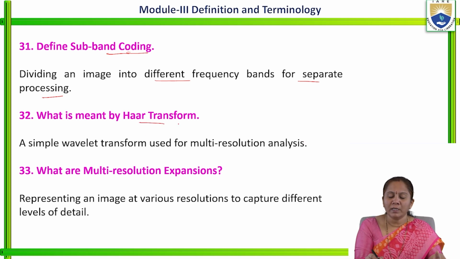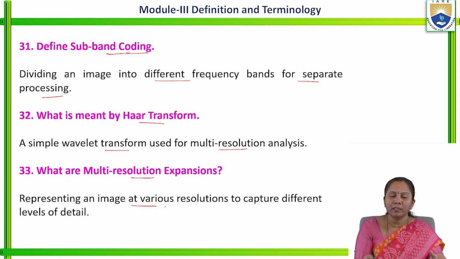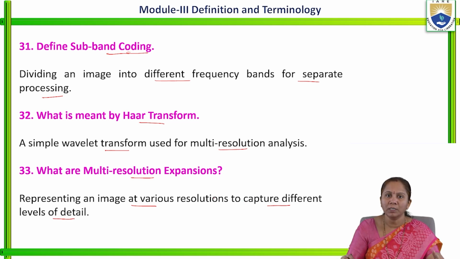So what is meant by Haar transform? It is one of the wavelet transforms, the simplest wavelet transform, which is used for multi-resolution analysis. So what is meant by multi-resolution expansion? Representing an image at various resolutions in order to capture different levels of detail is called multi-resolution expansion.